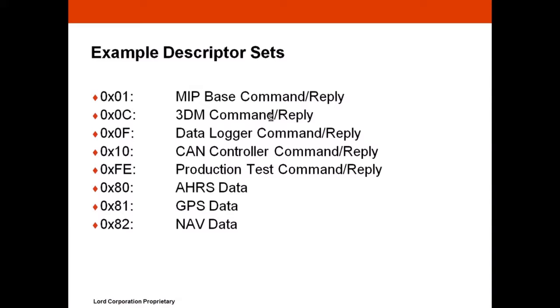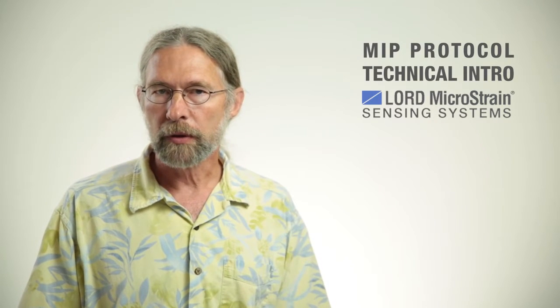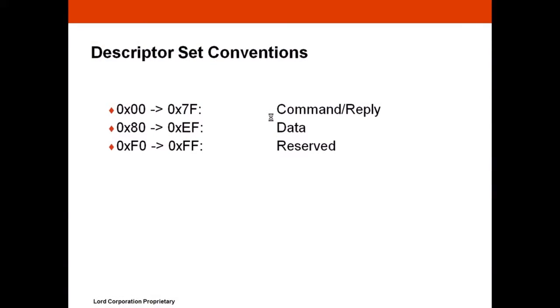Further down, you'll see at the bottom AHRS data, GPS data, and nav data. Those each have their own descriptor sets because the data in those sets is unique. It can be routed to different parts of your code to do different things depending on what your application is. The descriptor set conventions are the last piece of the MIP protocol.